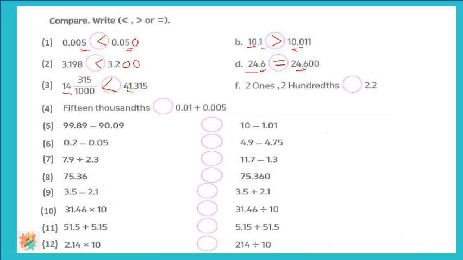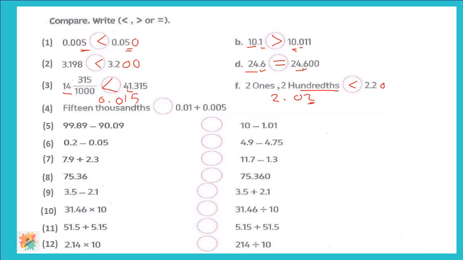2 ones and 2 hundredths. 2 ones it means 2.02, because he wants 2 in the hundredths. So 2.2 is the greatest because we can put an extra 0 here. Number 4, 15 thousandths, it means 0.015.